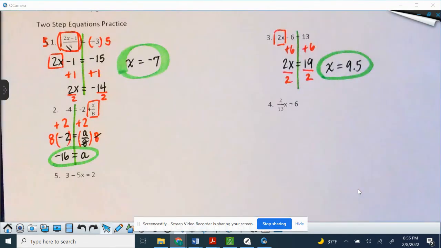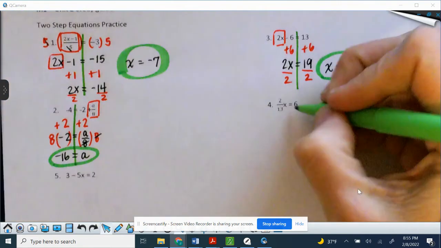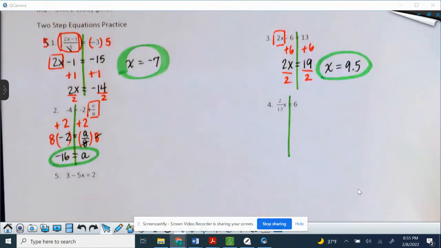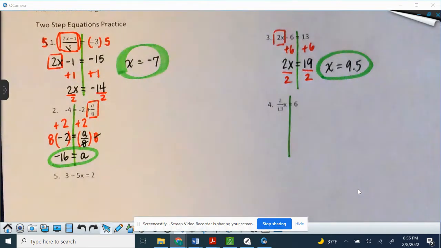I do challenge you to try to do these without a calculator, and then obviously come back and check them if you can, because you are going to have a calculator inactive portion of your EOC.